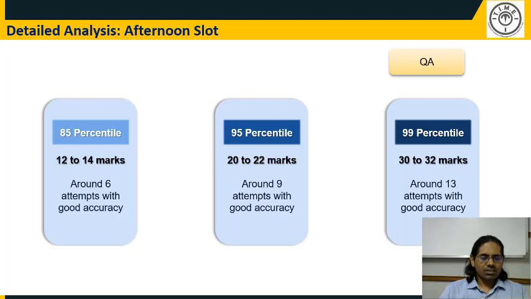Now, for 85 percentile, one needs to score around 12 to 14 marks. That's around 6 attempts with good accuracy. And for 95 percentile, one needs to score around 20 to 22 marks. That's around 9 attempts with a fairly good accuracy. And to score around 99 percentile, one needs to score 13 to 32 marks. That's around 13 attempts with good accuracy.